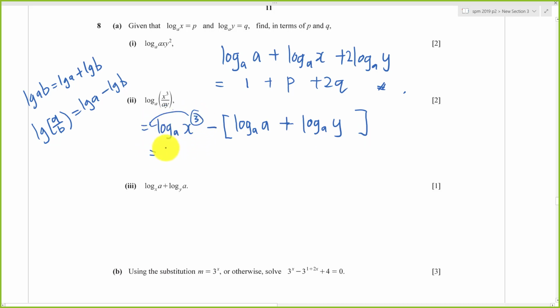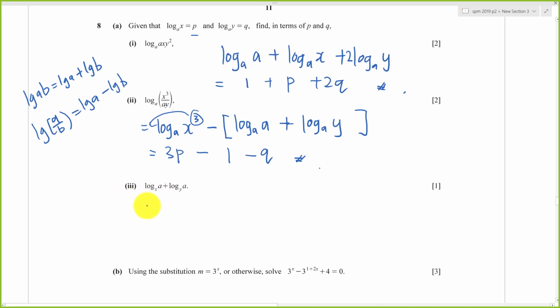3 I will move to the front, which is 3p. Log a of x is p, okay? Minus 1, minus, because negative for both, right? q. Okay, another 2 marks. Alright, this one you know you need to change base.